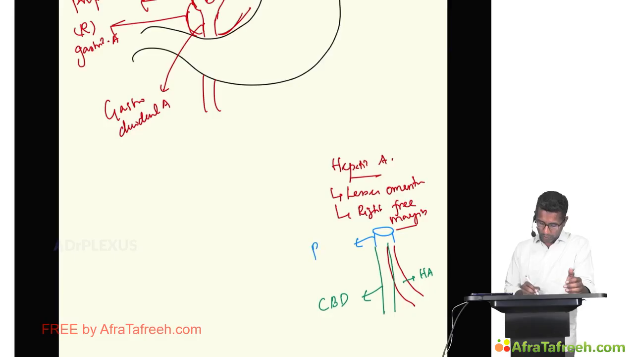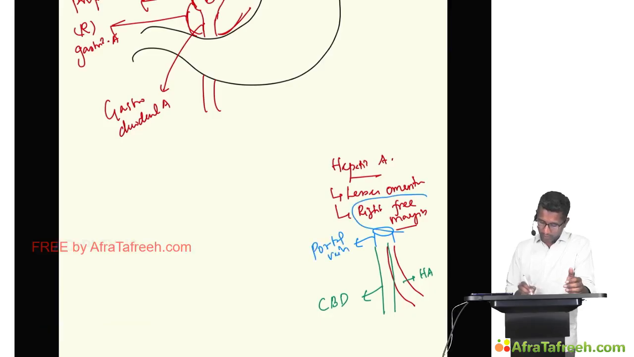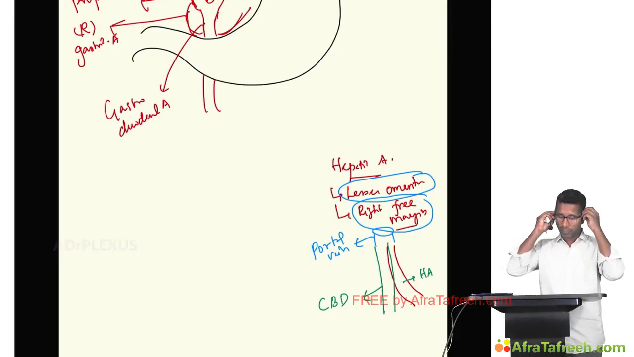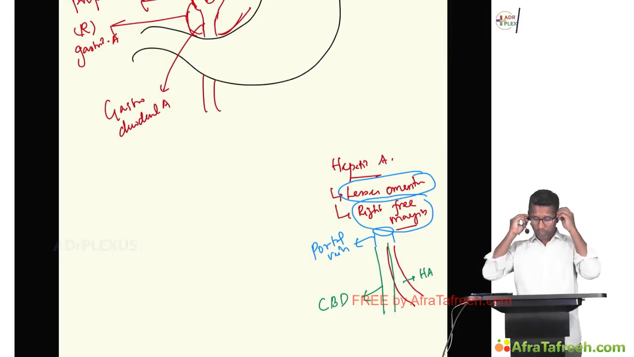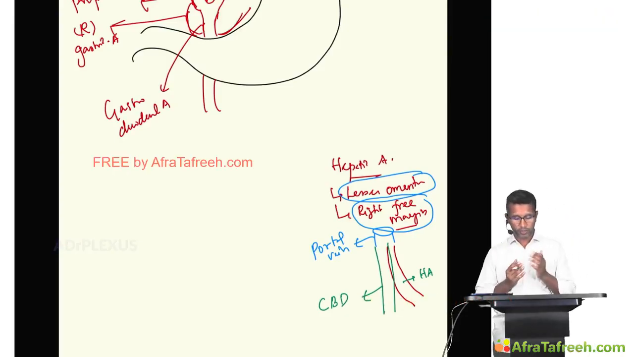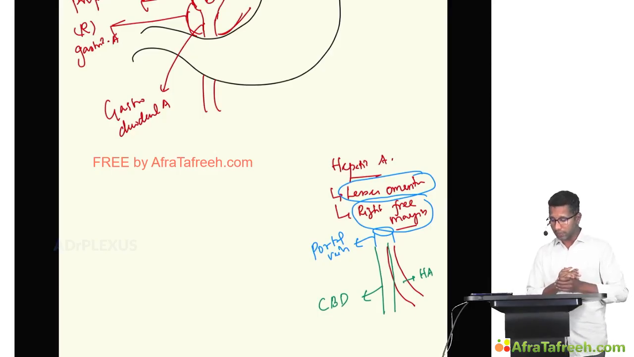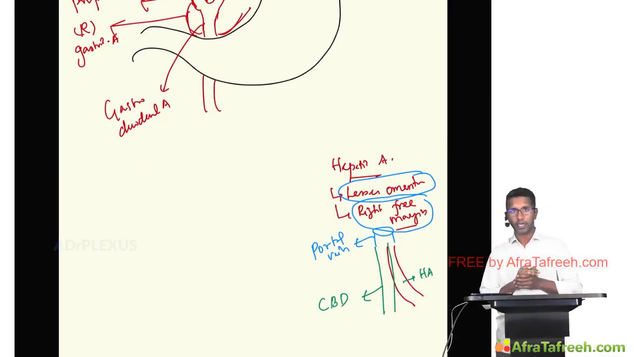So this is the portal vein. These are the three structures present in the right free margin of the lesser omentum. We'll discuss that when we come to the peritoneal reflections, but just to have an idea of the relationship here, the hepatic artery is related to the bile duct on the right side, and posteriorly it is related to the portal vein. All these three structures form the portal triad, and they run in the right free margin of the lesser omentum.